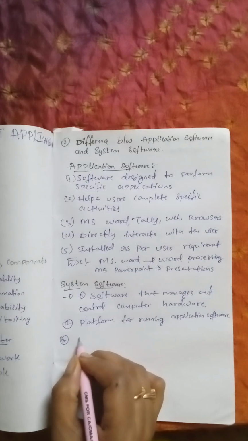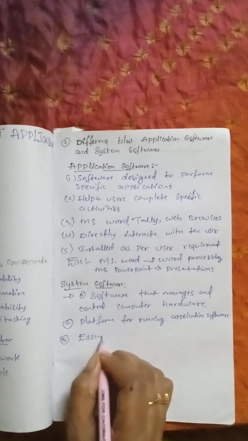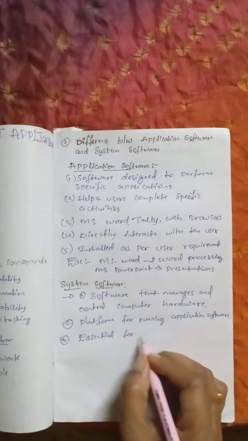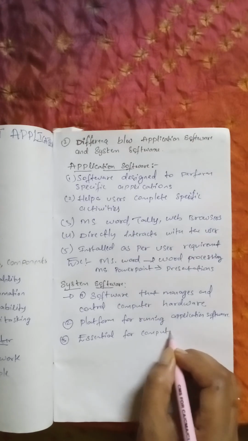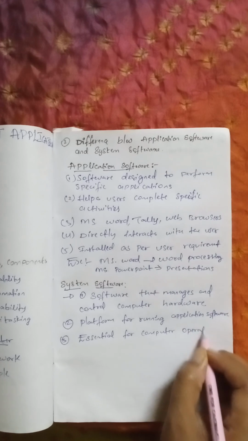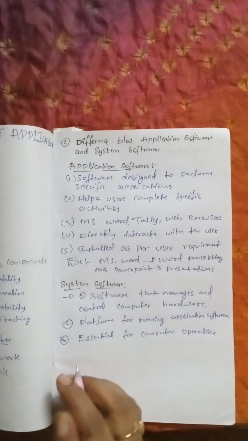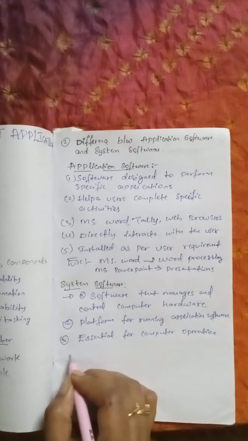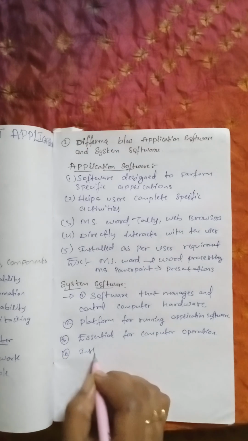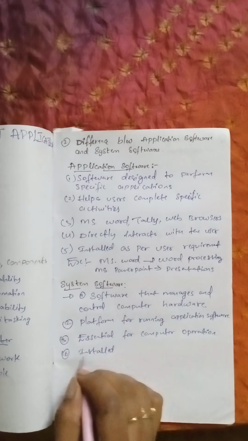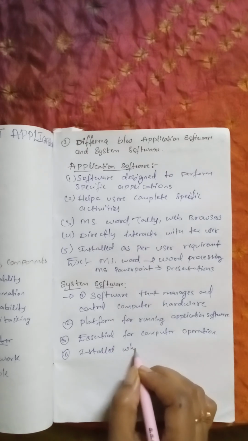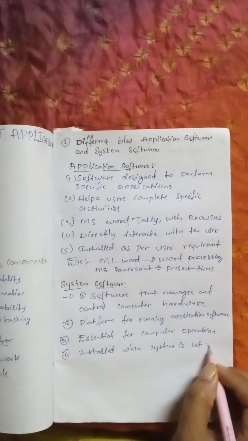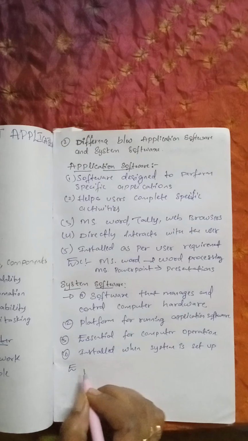Now the third point, necessity: essential for computer operation. System software is essential for computer operation. Operating systems and device drivers are examples of this. And it is installed when the system is set up. Am I clear?